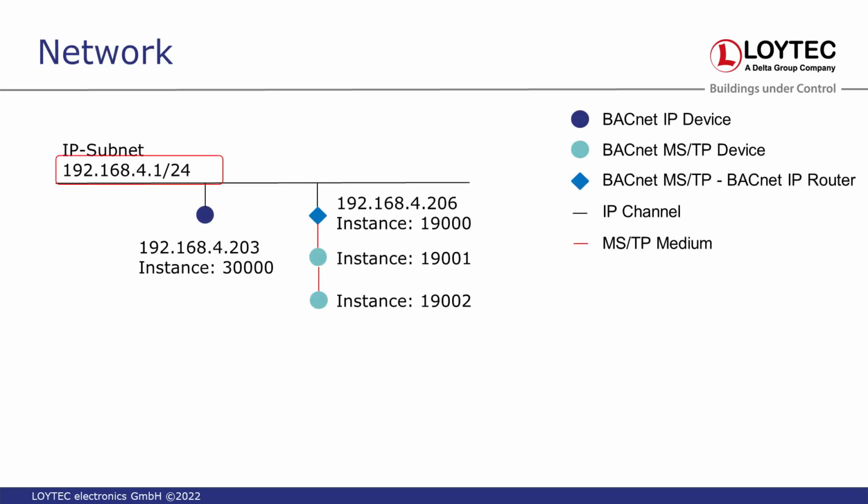Let us assume we have this IP subnet 192.168.4.1. On the right side, we have a BACnet MSTP to BACnet IP routing device with the IP address 192.168.4.206 and the instance number 19,000. Attached to this router are two BACnet MSTP devices with the instance numbers 19,001 and 19,002. On the left side, we have a BACnet IP device with the IP address 192.168.4.203 and the instance number 30,000. On this device, we want to scan the data points of the two BACnet MSTP devices.